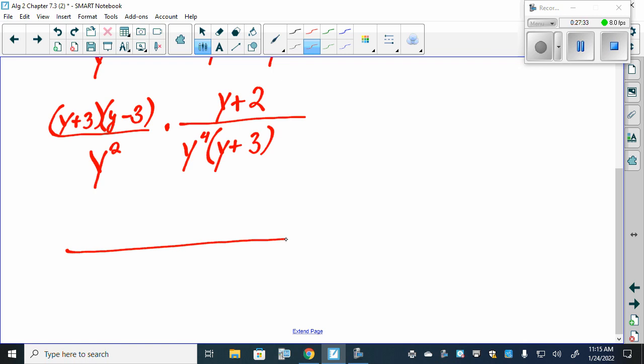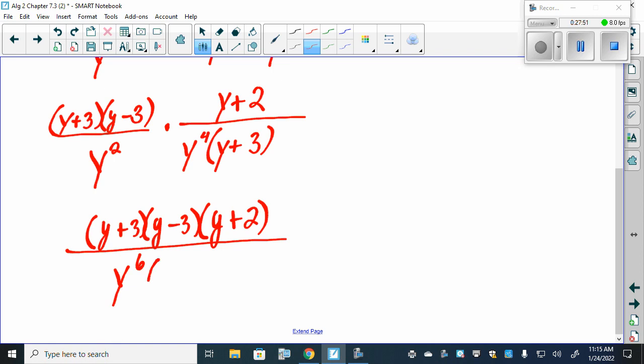So if we multiply what's on top, we have y plus 3 times y minus 3 times y plus 2. In the denominator, we'd have y squared times y to the 4th, which would be y to the 6th times y plus 3. Now let's see what simplifies on top and bottom. So we would have the and y plus 3.